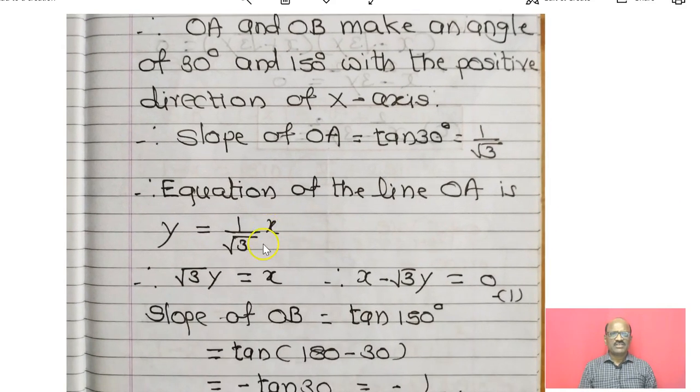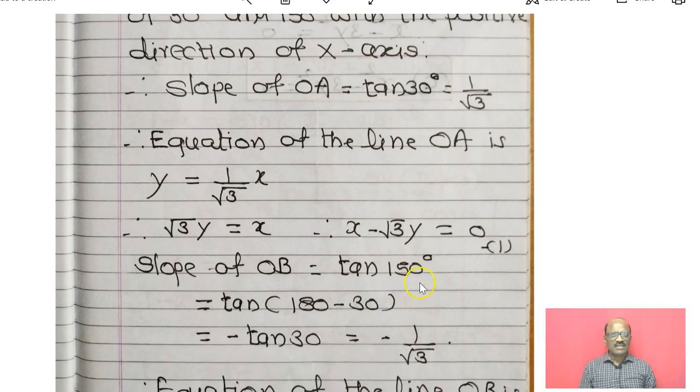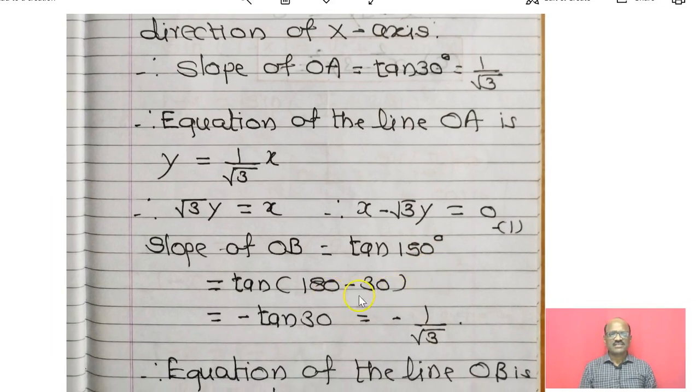Now the second equation. The slope of the second line is tan 150, and 150 can be written as tan of (π − 30). Whenever there is a π angle, the function remains as it is. The angle goes in the second quadrant, and in the second quadrant tan is negative. Therefore, it is minus tan 30, which equals minus 1/√3.